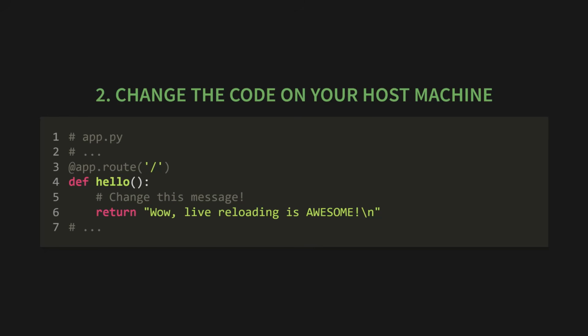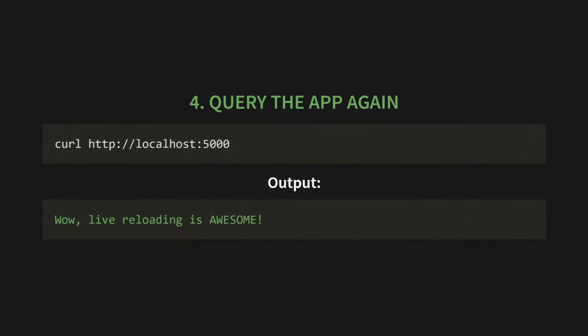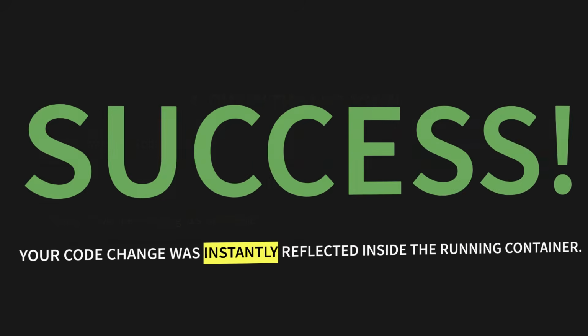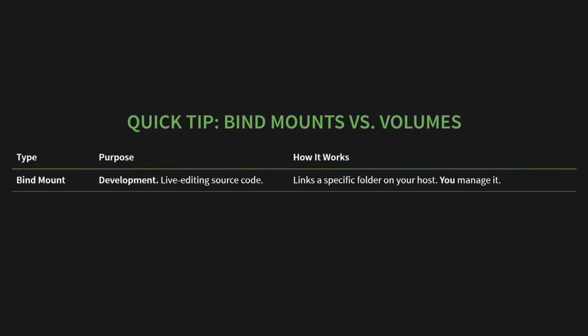Third, just save the file. That's it. Do not stop the container. Do not rebuild the image. Fourth, let's query the app again. Back in the terminal, curl http://localhost:5000. The output is, wow, live reloading is awesome! Success! Your code change was instantly reflected inside the running container. This is the fast development workflow we've been looking for.